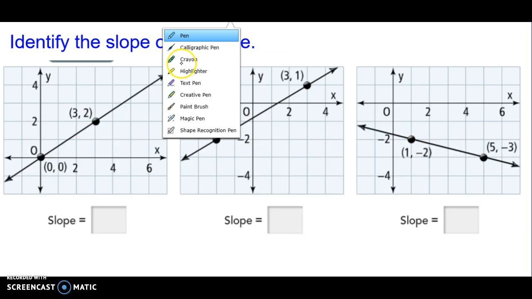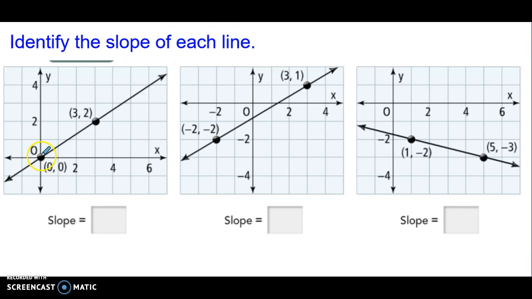Identify the slope of the line. So remember, we always want to look at the rise first. Our rise in our case is 2 over my run, 1, 2, 3. Let's look at the next one. My rise goes up 1, 2, 3, and my run goes over 1, 2, 3, 4, 5.